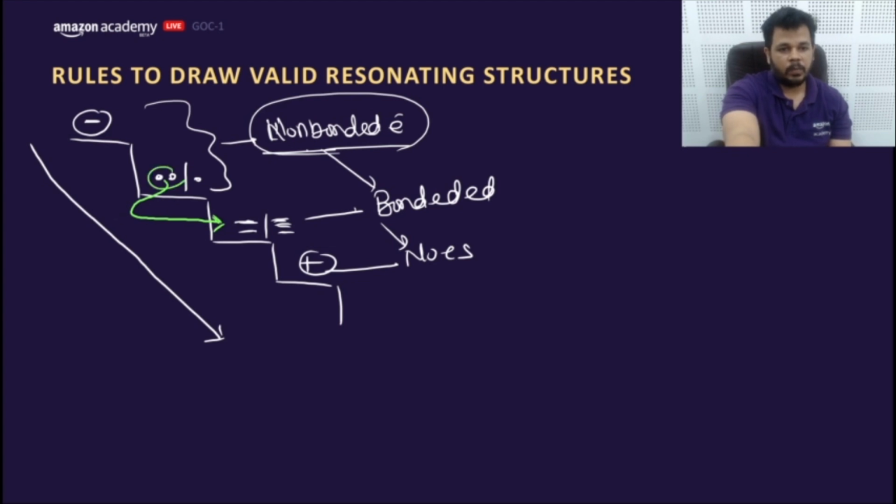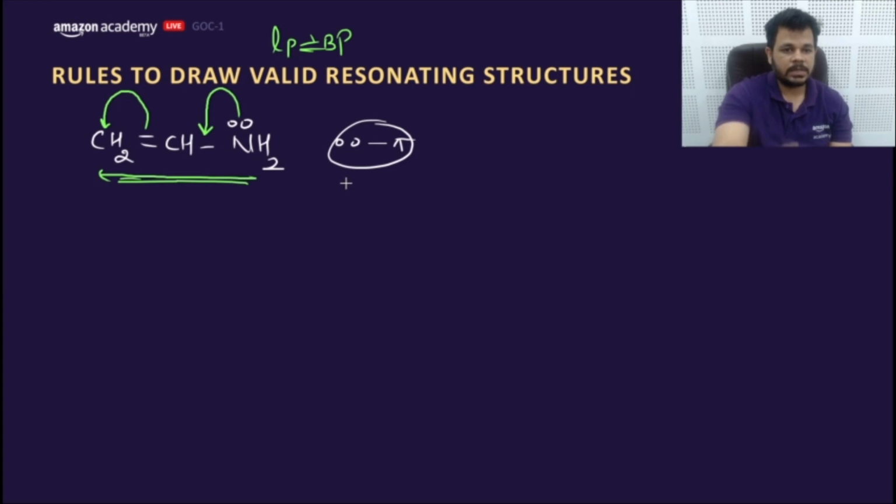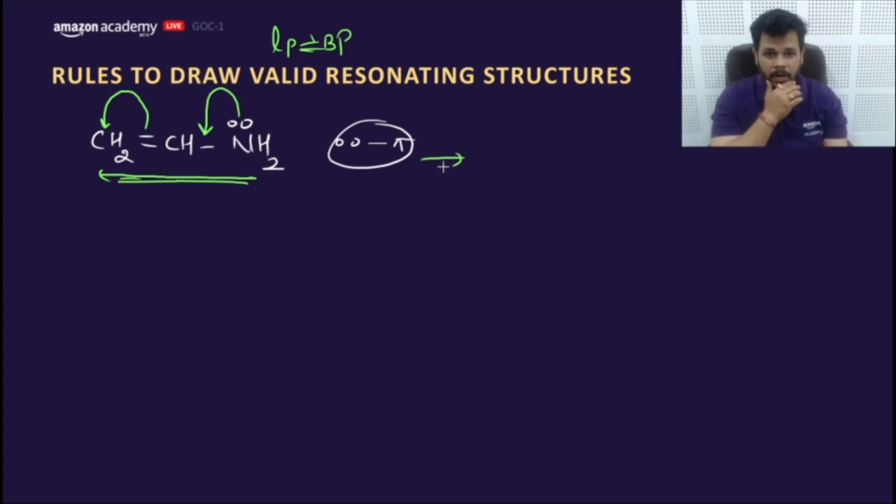That means electrons will move from lone pair to pi. Lone pair to pi. Now, how to make a valid RS? Lone pair will convert into bond pair and bond pair will convert into lone pair. This is the smallest definition of resonance. We'll make two changes and draw a resonating structure, and you will get CH2 minus CH double bond NH2 plus.